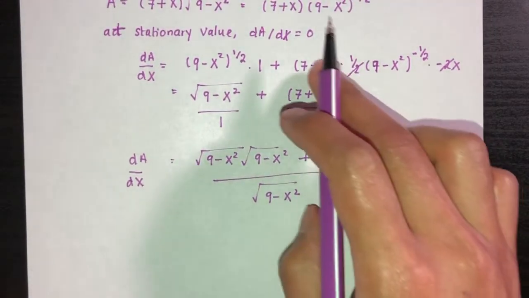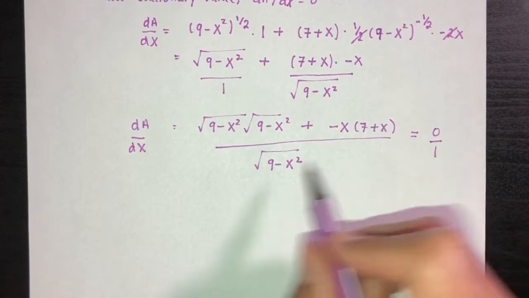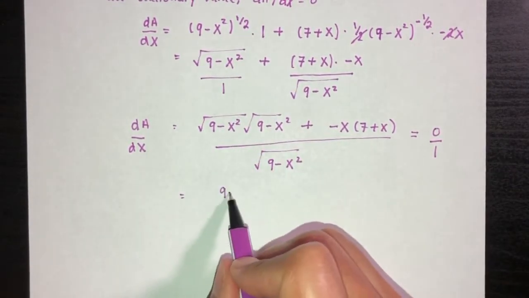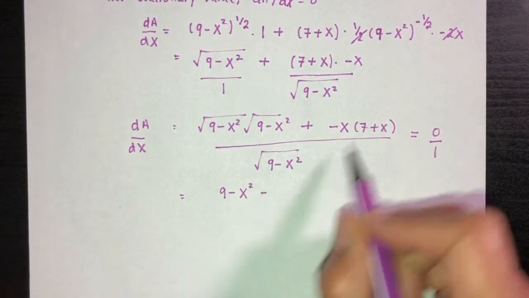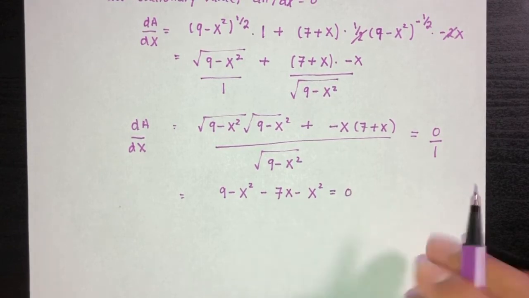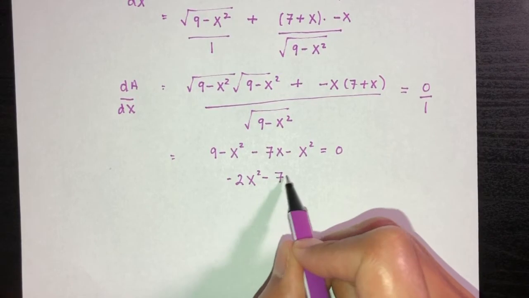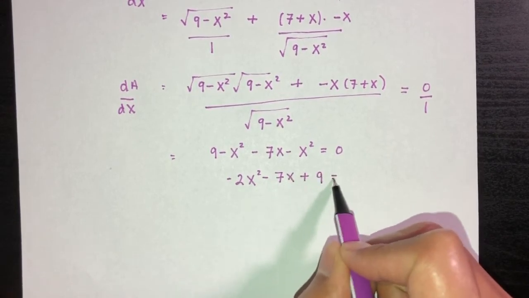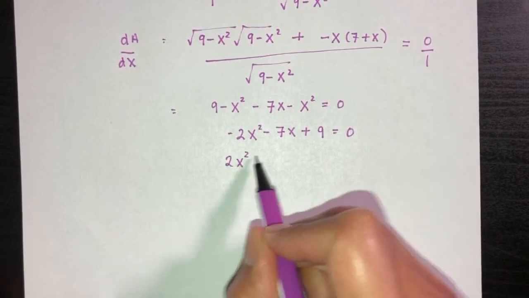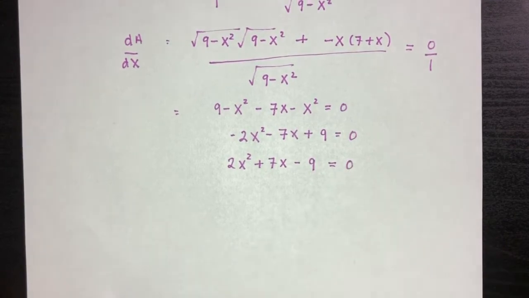Now we have to equate this to 0, so we have to cross multiply. This becomes 0 and this is 1. So this becomes 9 minus x squared minus 7x minus x squared equal to 0. Simplify: minus 2x squared minus 7x plus 9 is equal to 0. Now let's change the sign. You will have 2x squared plus 7x minus 9 equal to 0.